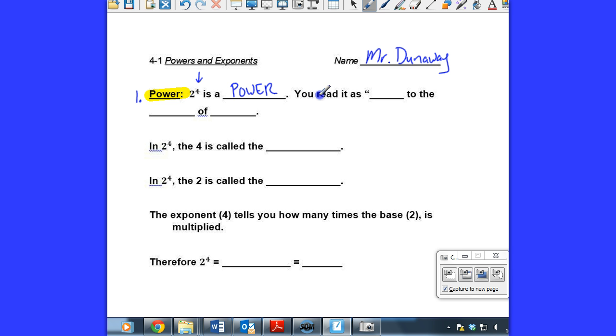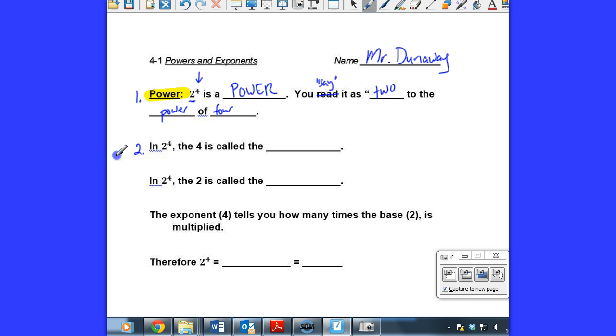You read it, or say it, as 2 to the power of 4. So you say the base and then you say the exponent when you read that. There, 2 to the power of 4. That's how you say that.